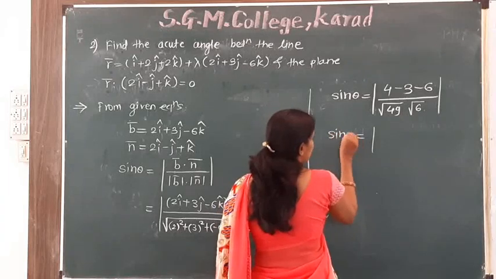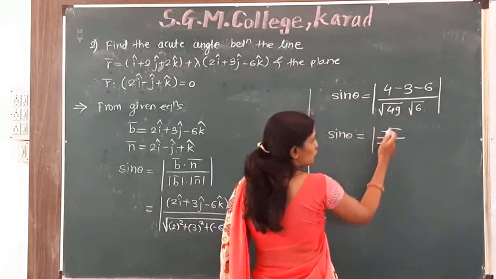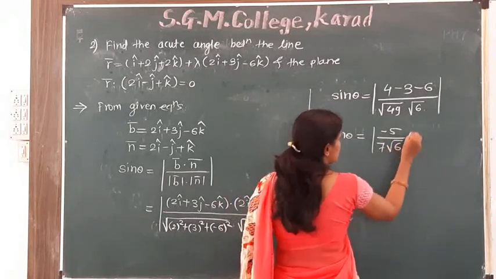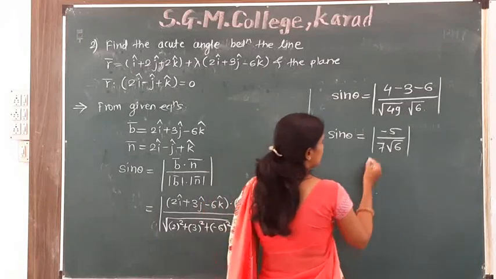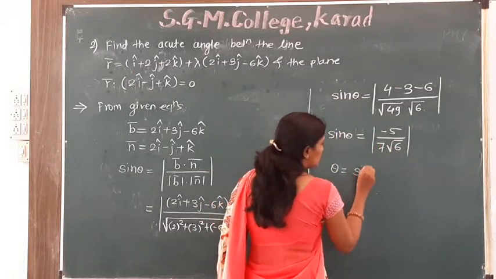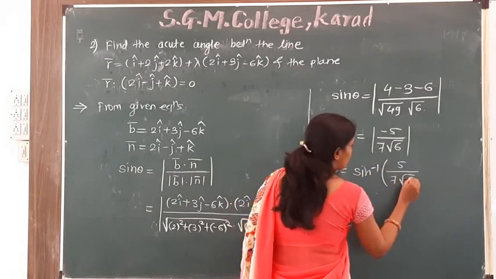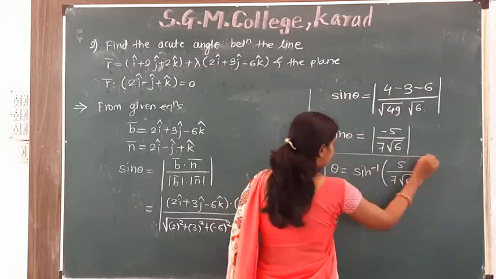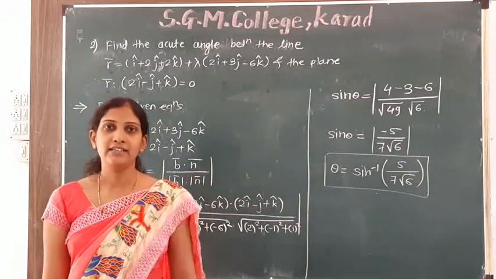So sin theta is equal to mod of minus 5 divided by square root of 49, which is 7 root 6. This negative sign is neglected because of the modulus. So theta is equal to sin inverse of 5 by 7 root 6. This is the angle between the line and plane.